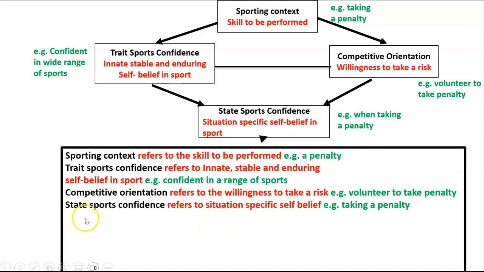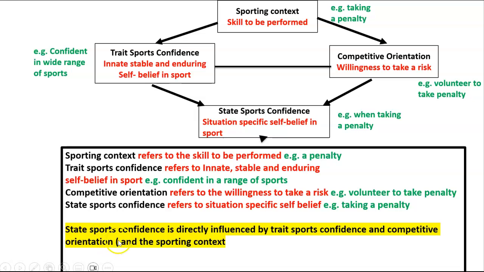So in order to get the application of this model, we then need to be able to say the following. State sports confidence is directly influenced by trait sports confidence and competitive orientation, and, in brackets, the sporting context, which in this case was taking a penalty. So that just shows you that you're not just defining the terms, but you're explaining that the top three things interact and directly impact or influence the bottom thing, which is state sports confidence so far.